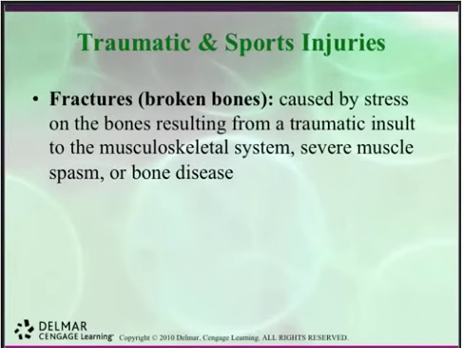Okay, a fracture is caused by stress on the bones that results from a traumatic insult to the musculoskeletal system, severe muscle spasm, or bone disease. Some of the technologies used in diagnosing fractures, essentially we can use MRI, we can use X-ray. Pain accompanies most fractures, along with edema, tenderness, discoloration, and an inability to move the affected part. In some instances, a deformity of the affected part is noted. The location of the fracture and the type of fracture are determining factors in the symptoms and signs.